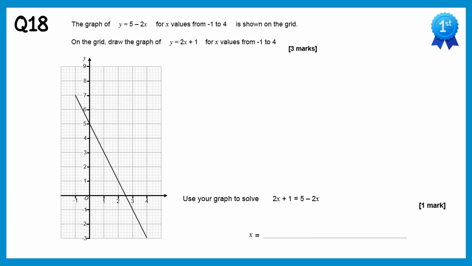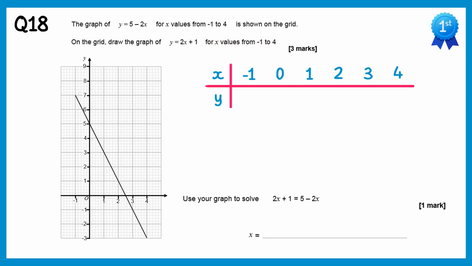For this question, we need to draw an equation of a line. Usually the easiest way to do this is draw a table of values for x and y. In the question, it tells us the x values. It says they go from -1 to 4. So we can just write those straight in.